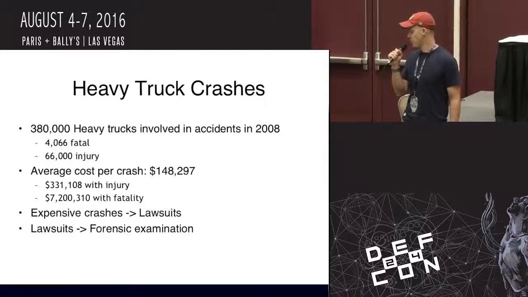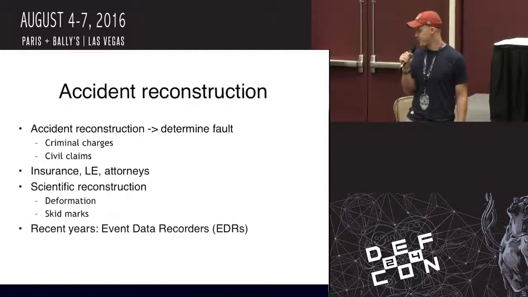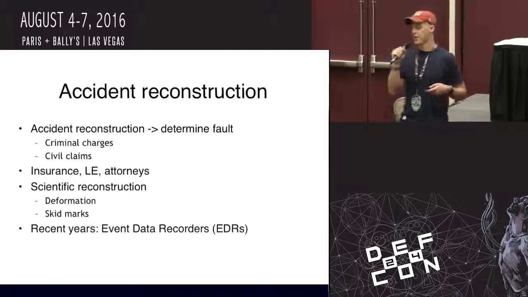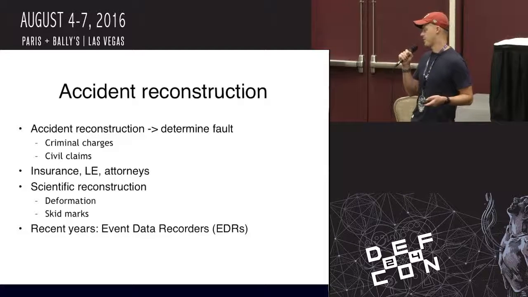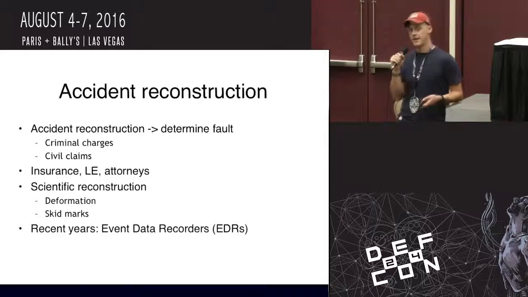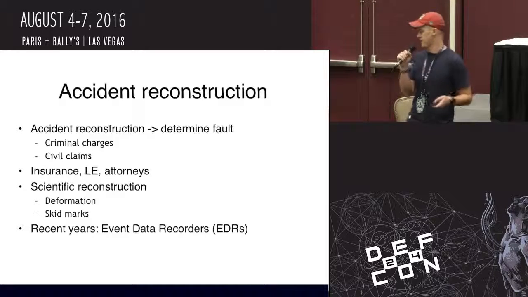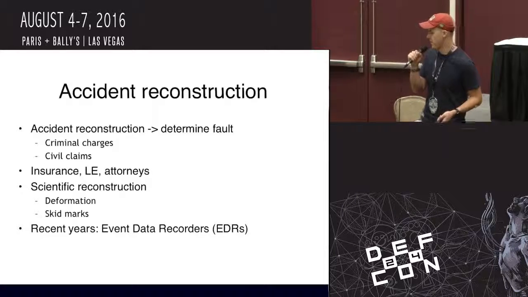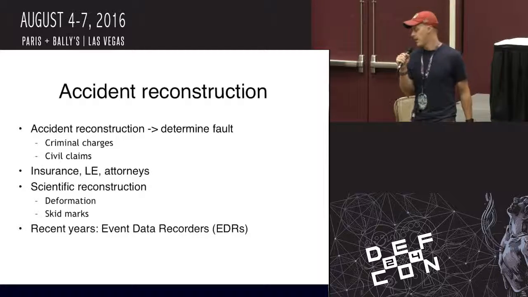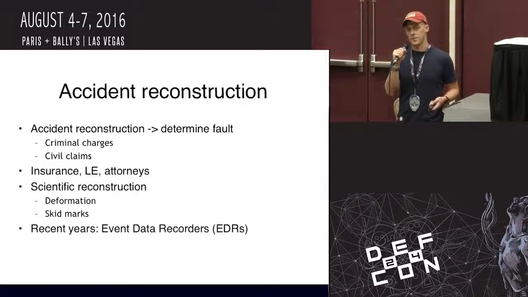Expensive crashes lead to lawsuits, and lawsuits lead to forensic examination, which gives rise to the profession of accident reconstruction. So the accident reconstructionist's job is to review the data and determine who is at fault. If they're law enforcement, that could lead to criminal charges, charges of negligence, and if they're private and working for an insurance company, that can lead to civil claims. So the parties involved are insurance companies, law enforcement, and attorneys.